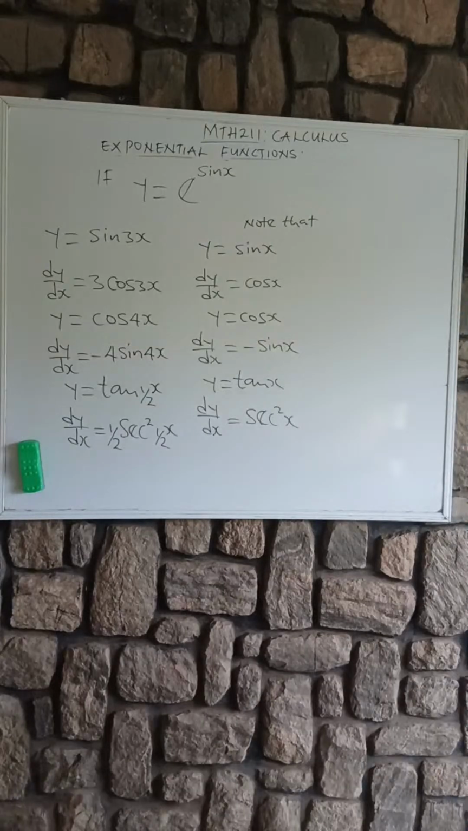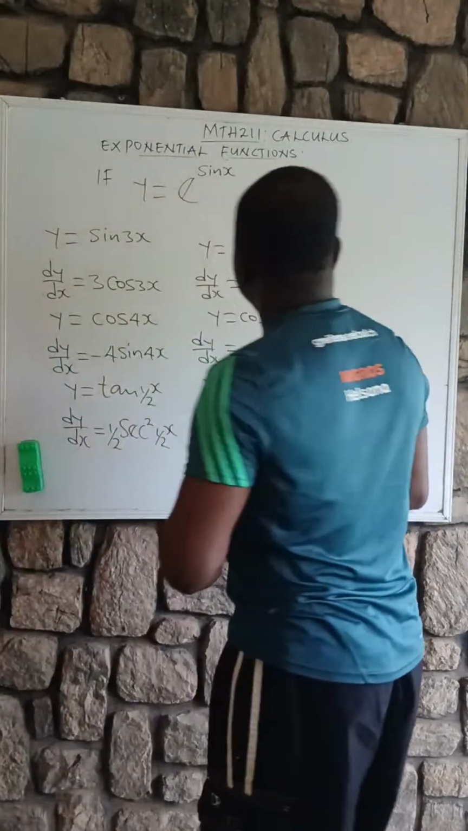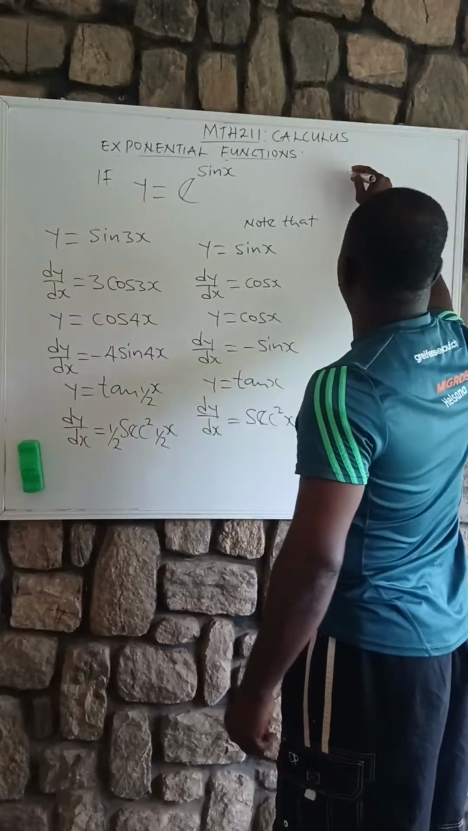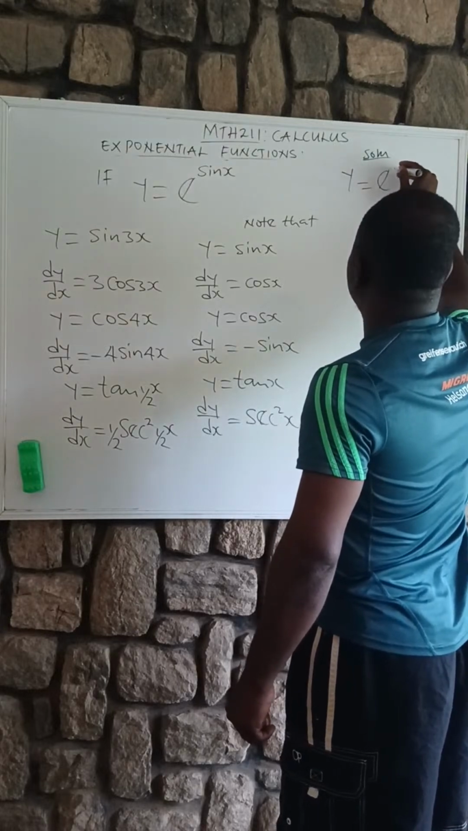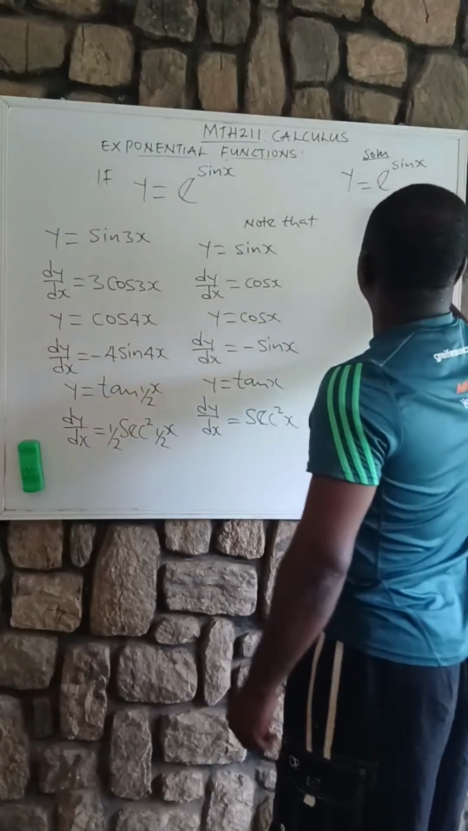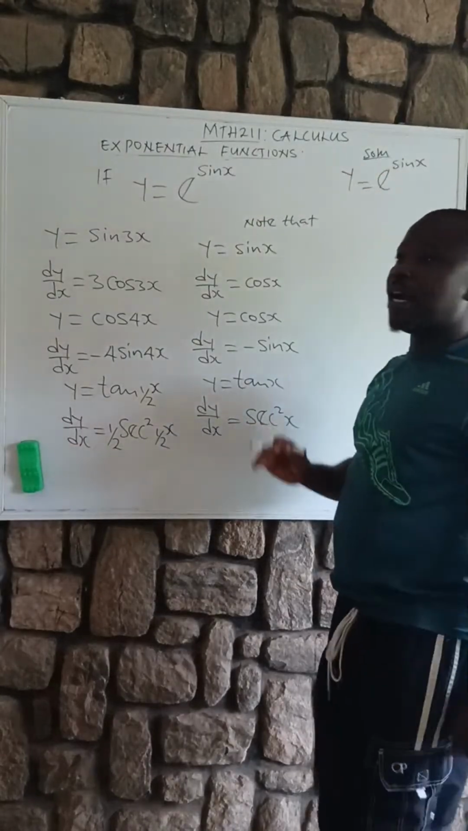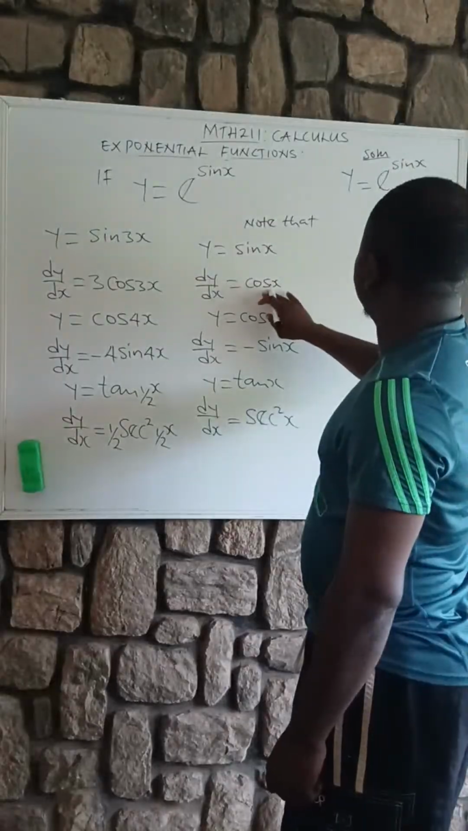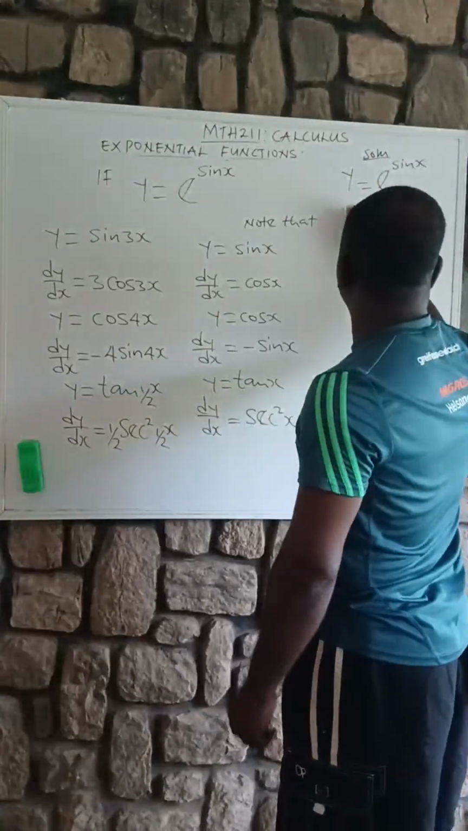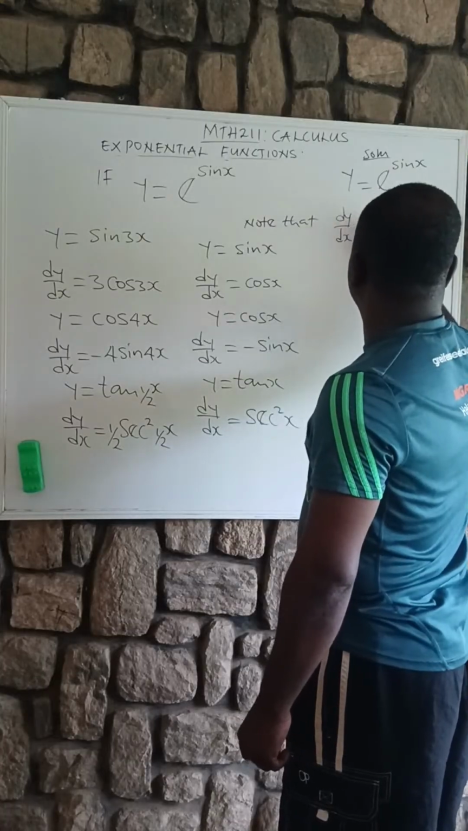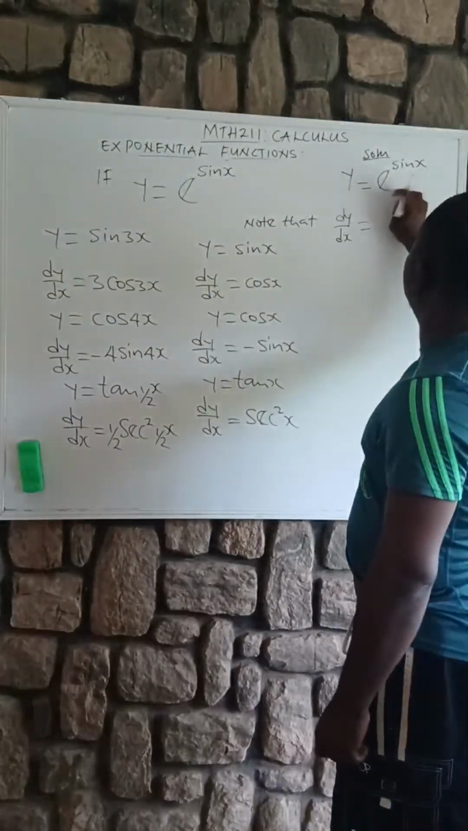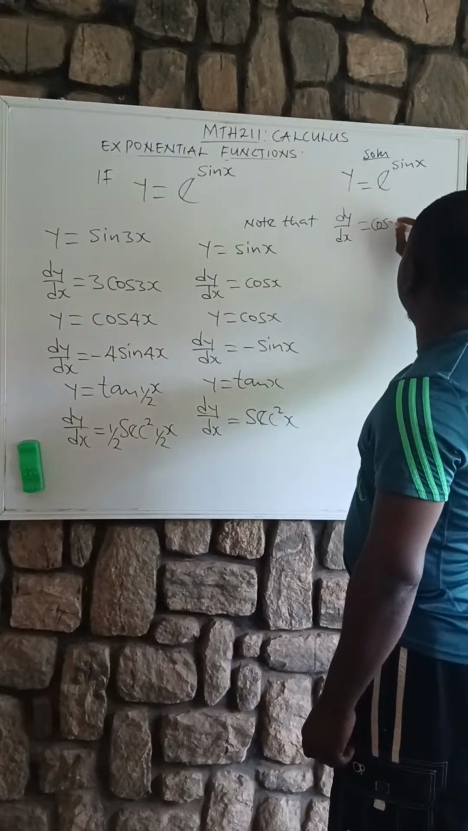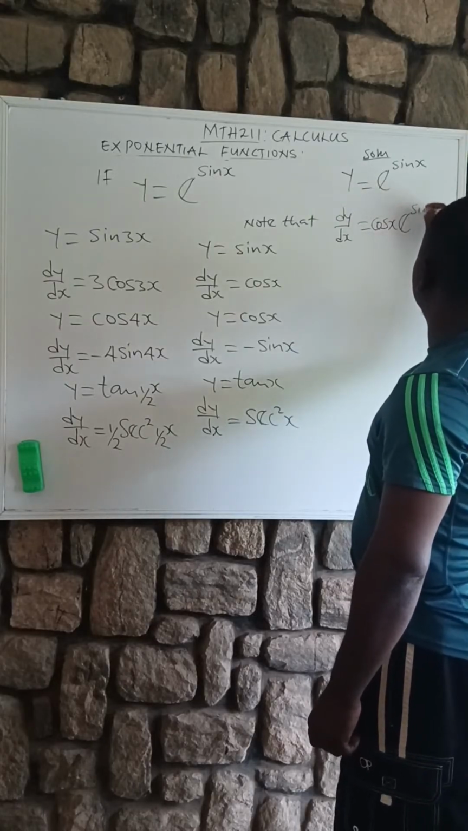So if you agree with me, let's consider this. It means our solution, y equals exponential sine x. It is the same approach: as we differentiate this, it gives you cos x, true or false. So our dy/dx equals, if you differentiate sine x, you have cos x. Use it to multiply this function. So cos x exponential sine x.